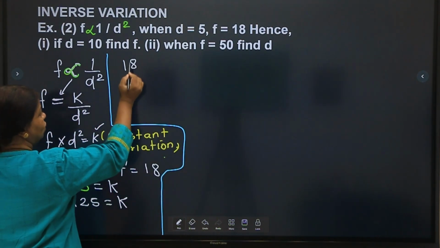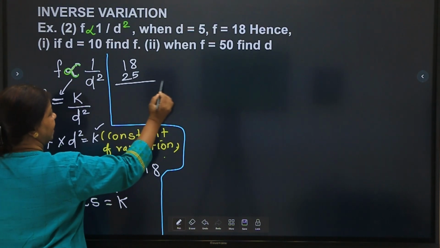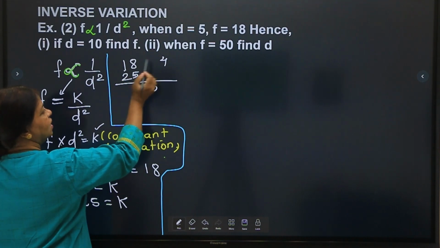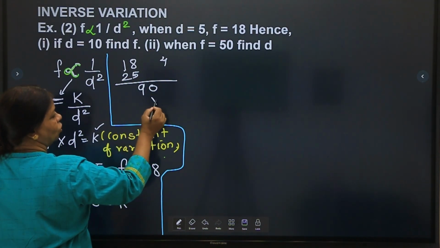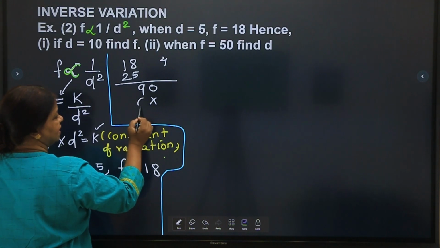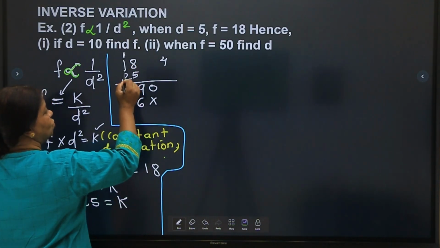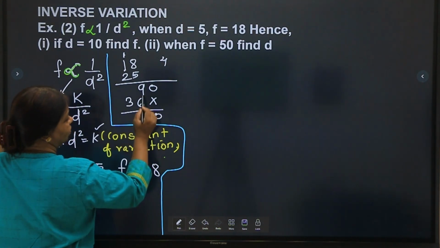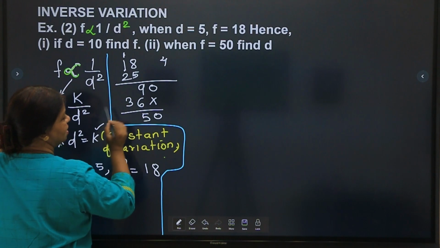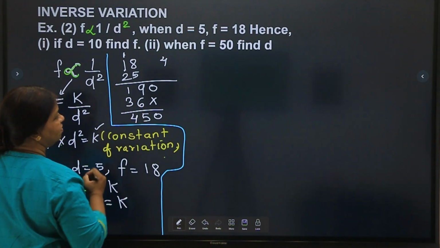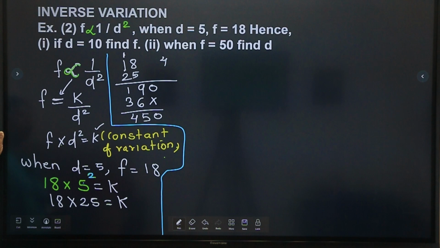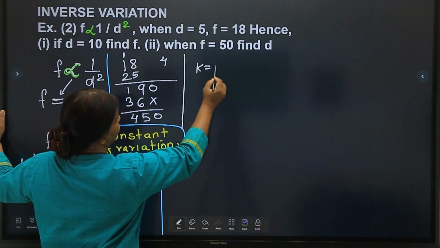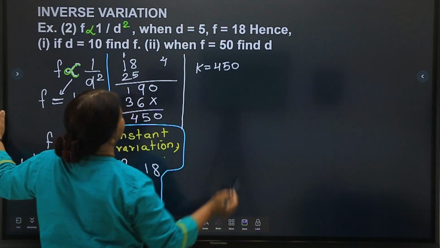So 18 into 25. 5 8s are 40, carry 4. 5 1s are 5, plus 4 is 9, cross. 2 8s are 16, carry 1. 2 1s are 2 plus 1 is 3. So 0, 9 plus 6 is 15, 450. So we got K value as 450. So here K is equal to 450.